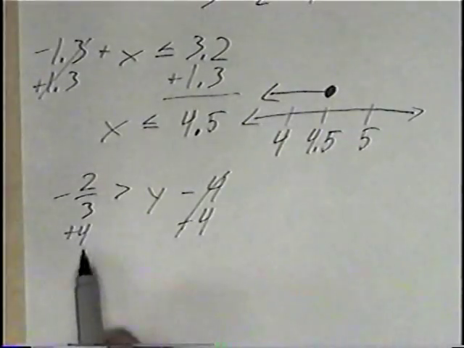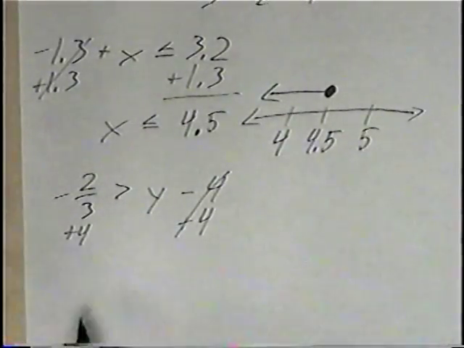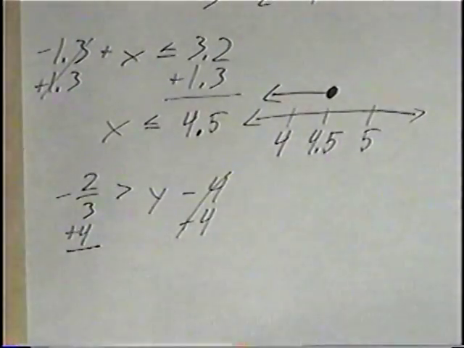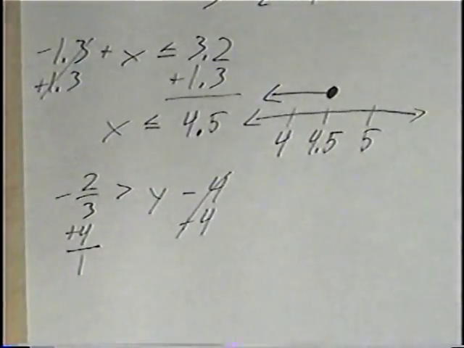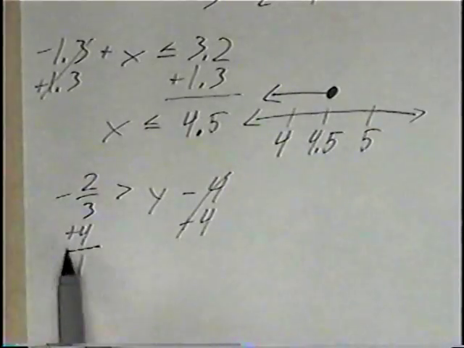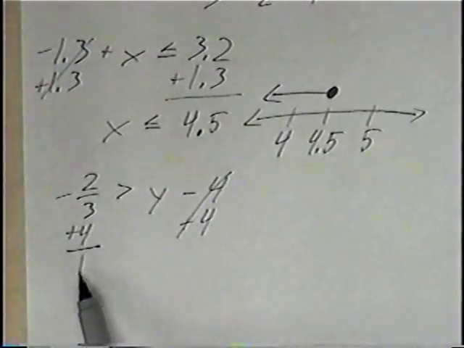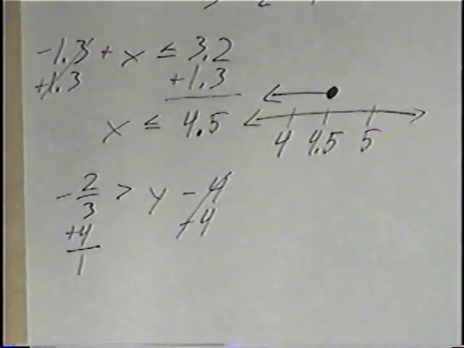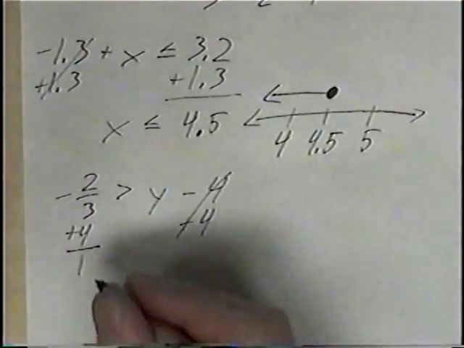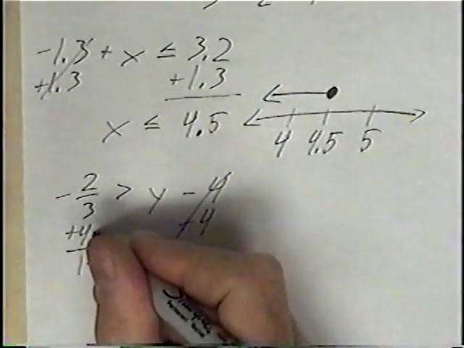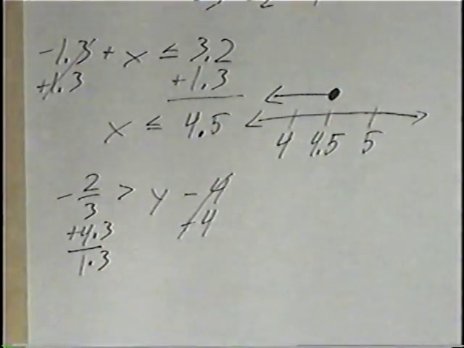When we have a fraction and a number, we can make both of them fractions. Underneath the 4, we can put a 1. And before we combine or subtract fractions, we have to have the same denominator. Right now the denominators are 3 and 1, so the common denominator would be 3. We can change this 1 into a 3 by multiplying by 3, and we'll multiply the numerator by 3 also.